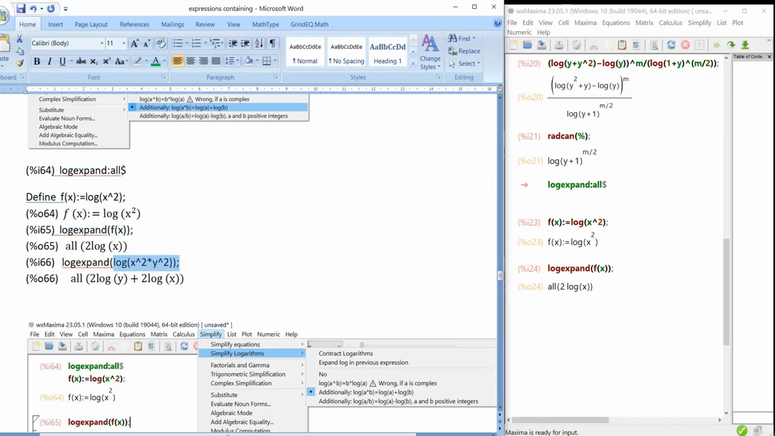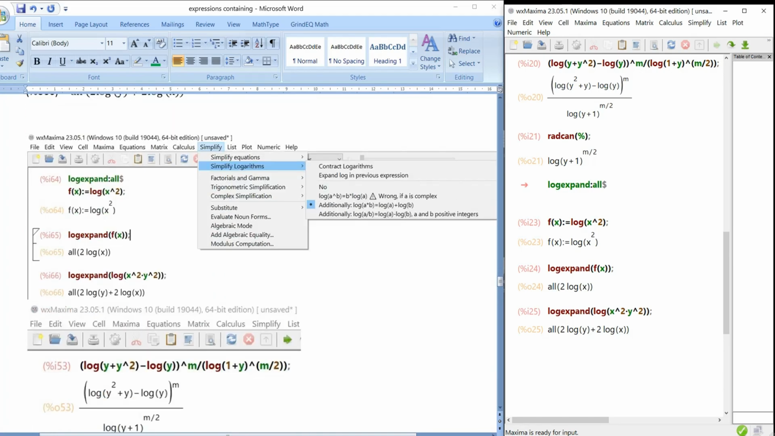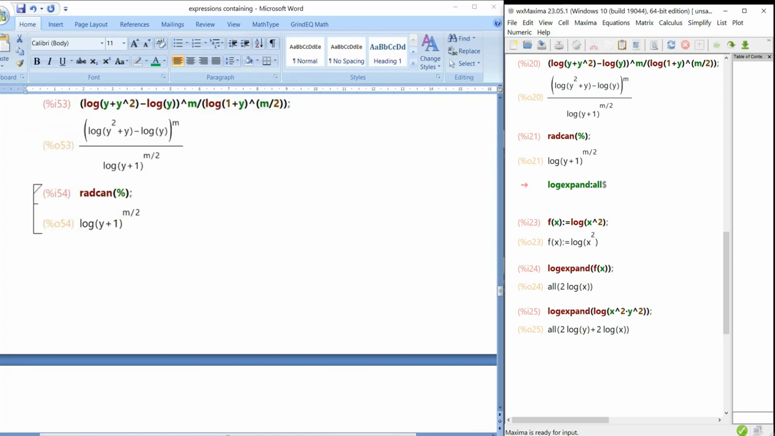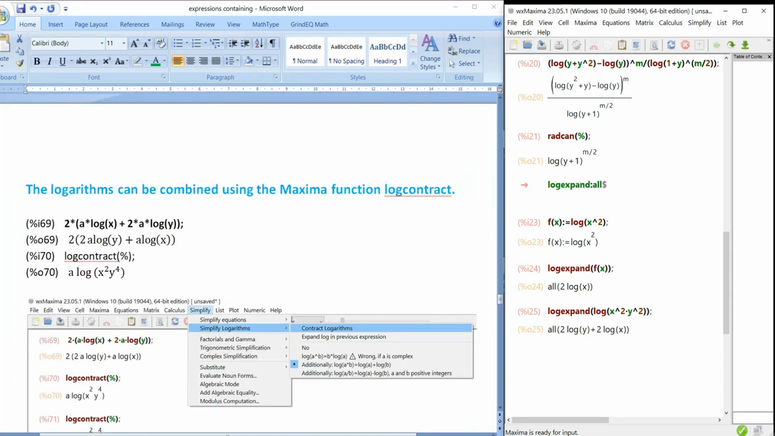We can take other example also. Suppose this is the function. Shift enter key. Yes, this is the expansion, expanded form. 2 log y plus 2 log x. Okay, got the point? This is the screenshot attached for your reference.